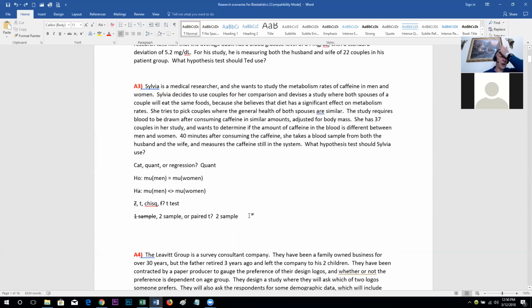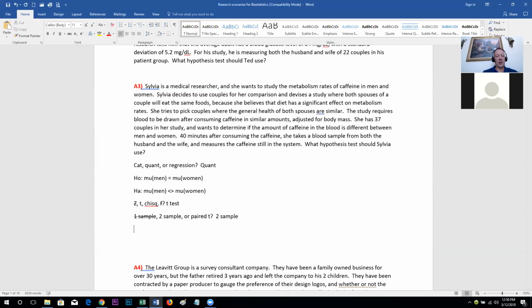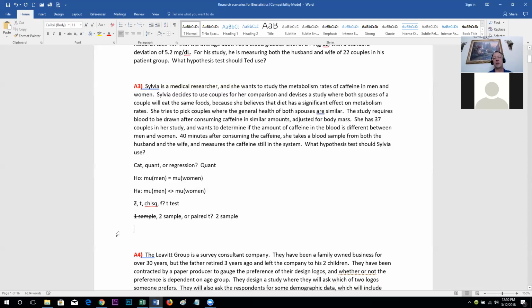And if they were doing it as a true paired, they'd probably have to say men minus women or women minus men. They'd have to do it that way. And then that would change your null hypothesis to be d equals 0, and that would be a paired test. So that was a really tricky one.